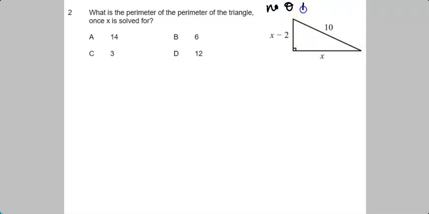So that means it can't be trig ratios. It has to be Pythagorean theorem. Our a squared plus b squared is equal to c squared.